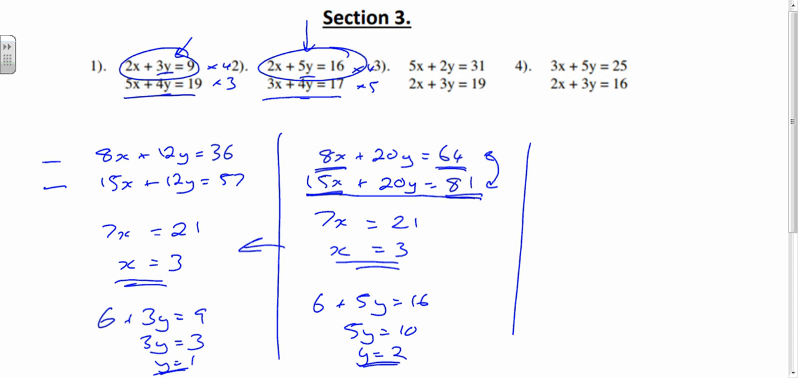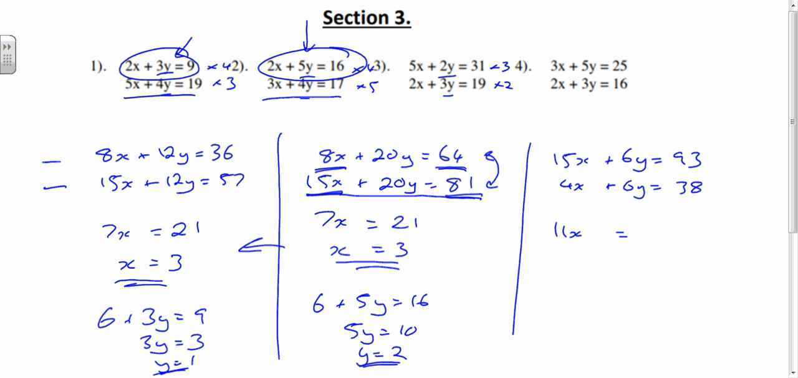Question 3. I see that both of them go into 6y, so I'm going to times the top one by 3, the bottom one by 2. That's going to be 15x plus 6y equals 93. Do the bottom one by 2, I've got 4x plus 6y equals 38. So 15x take away 4x equals 11x. The y's cancel out as always.